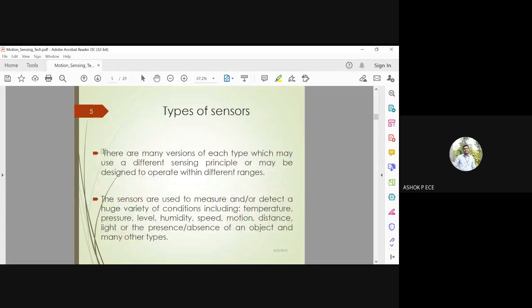There are different types of sensors for each application. Different applications require different types of sensors, different parameters to be monitored, and different ranges of operation. All of these are going to be different, depending on under what conditions they are going to operate and what parameters they are going to measure. They may measure temperature, pressure, water level, humidity, speed, motion, distance, light, or the presence or absence of an object, and many other things. Sensors can detect a lot of things, and application-wise it is going to be different.